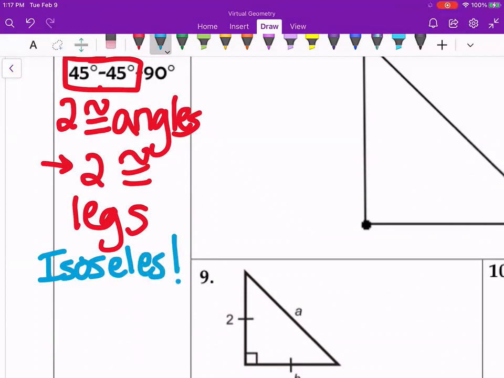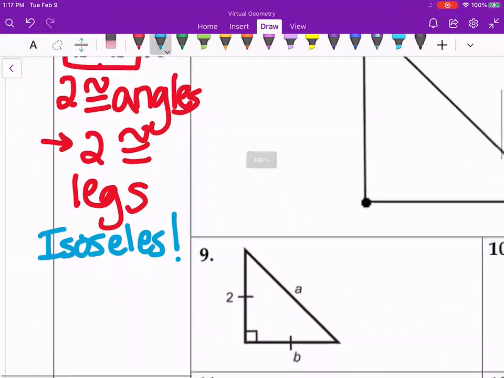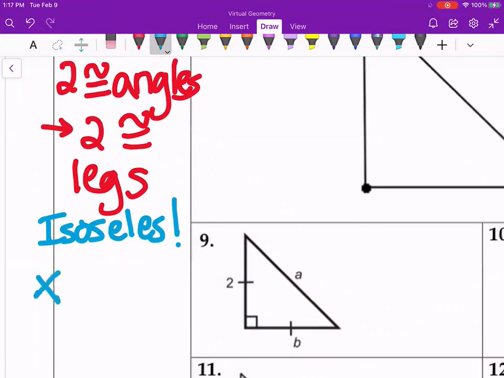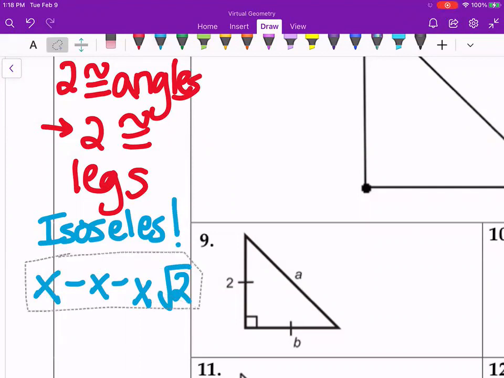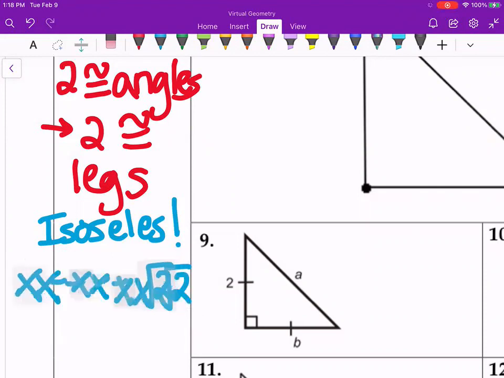So when we look at the pattern like we did last time, we don't have the same x, x root 3, and 2x. This time we have two legs that are the same, and then our hypotenuse is that leg times square root 2. So we're going to see how that works today with our new type of special right triangle.